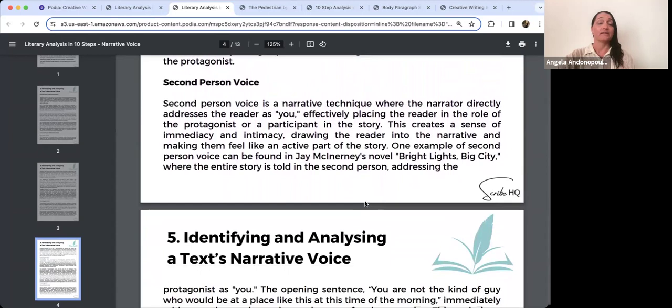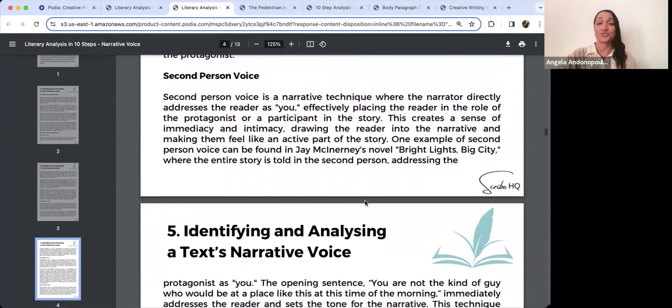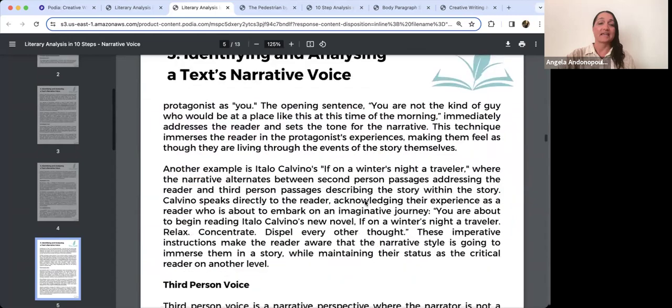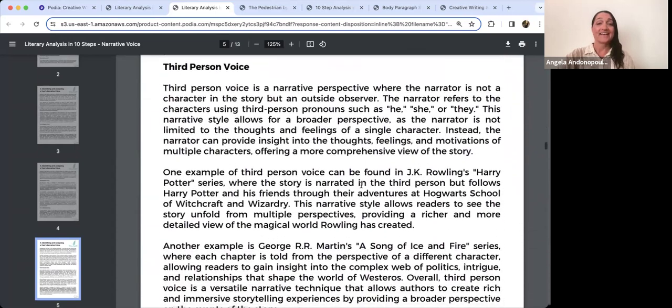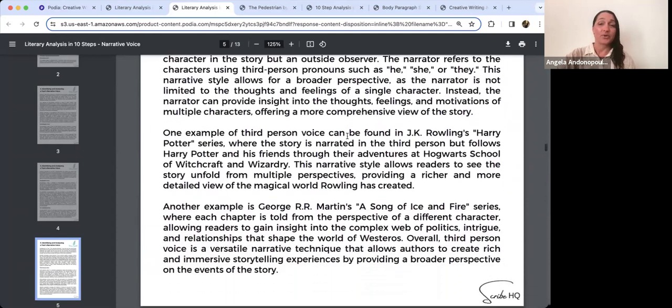Second person, when the narrator is speaking directly to the reader, directly addressing them. Third person voice, and then a few different types of third person voice.